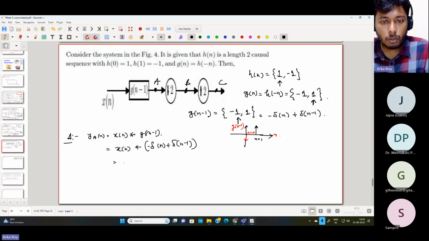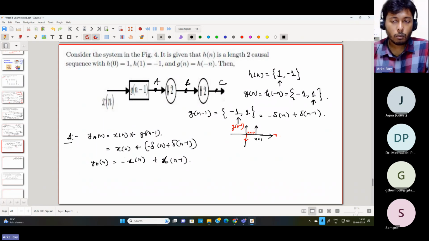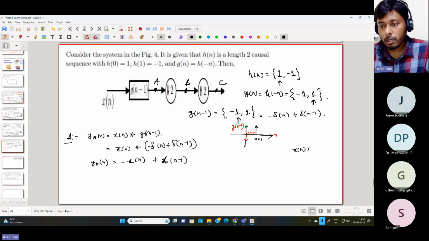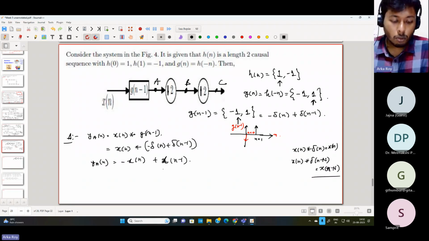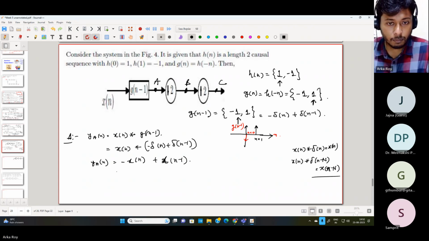And then with the convolution operation, I know that it will be minus of x of n plus x of n minus 1. This is what we already have seen in week 1. What is the convolution operation? x of n convolved with delta of n gives x of n. x of n convolved with delta of n minus capital N will be x of small n minus capital N. So this is what I'm getting at this particular location.